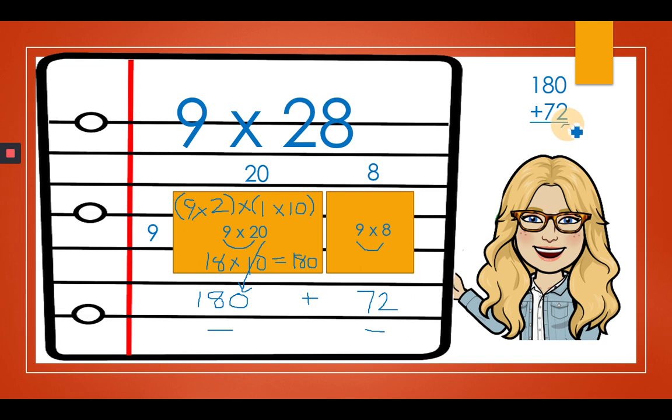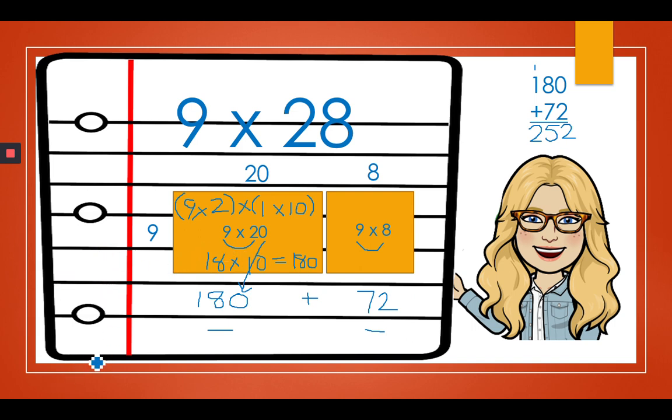0 plus 2 is 2. 8 plus 7 is 15. I'm going to put my 5 down here and my 1 up there. 1 plus 1 is 2. Just use the standard algorithm for addition. So our answer to 9 times 28 is 252. Remember that number because we're going to do this problem now in multiple methods.